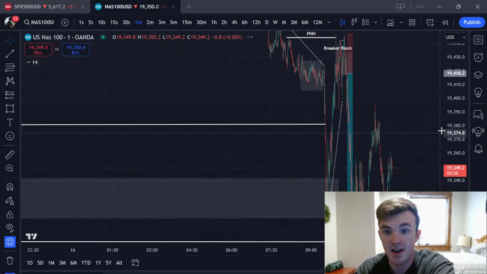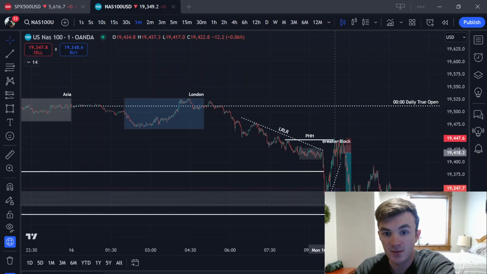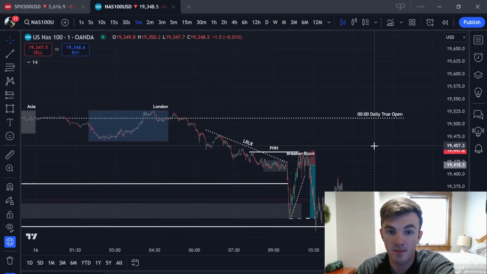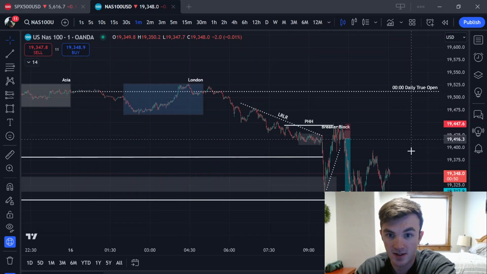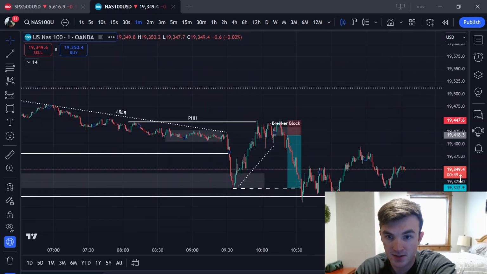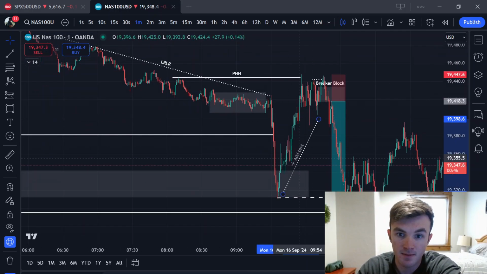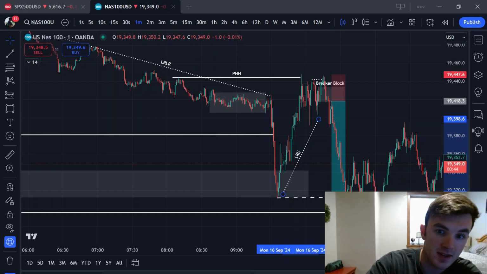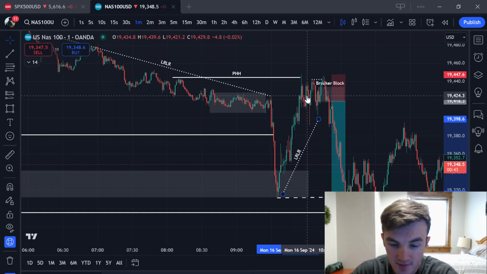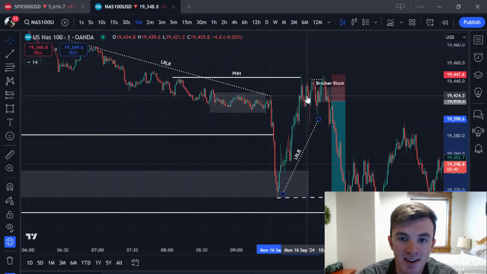And I'm guessing now, since we hit this 4-hour fair value gap, this 4-hour order block, eventually we will come back and run this low resistance liquidity. But I will see if that happens. That might not happen, but that's just my guess. Could be wrong. But I'm getting better every single day.